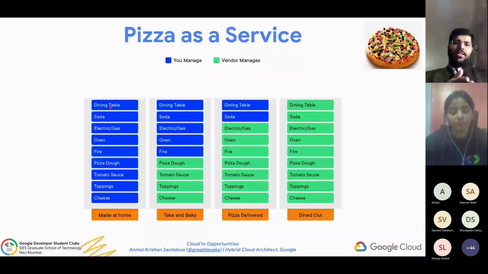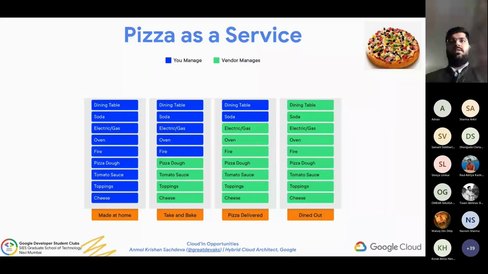So if we see, these are the four models, right? The dine out, wherein you didn't have to pay, and where you didn't have to do anything on your own, and it was actually getting served from the pizza vendor. The pizza delivery service at your doorstep, wherein you had to just bring up some infrastructure or some specific requirements that you had, and you had to bring your table, your Coke, etc., but the pizza was delivered.